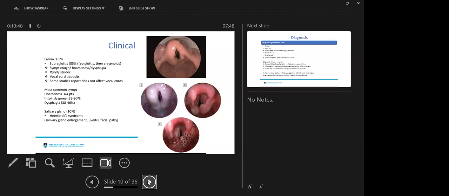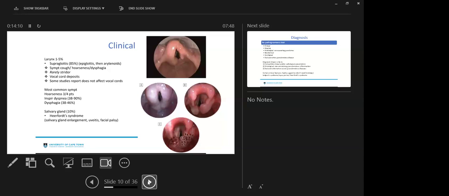In terms of symptoms, at least three quarters of patients with laryngeal sarcoid will have hoarseness of some sort. Certainly our patient from this week had hoarseness for about 10 years, on and off, and had been treated with anti-reflux medication and a wide variety of other scopes. In essence, we think it's just relapses of her sarcoid. You can also present with inspiratory dyspnea and dysphagia.